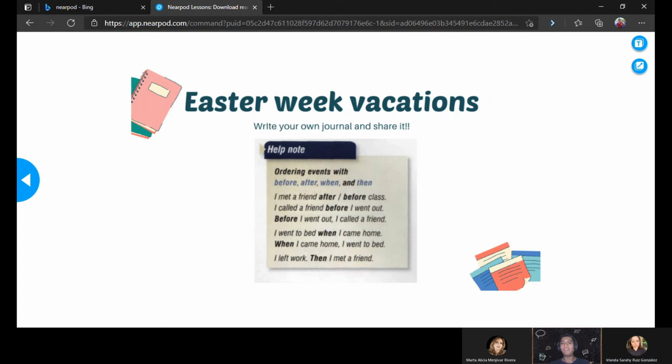I hope that you have learned more, and I motivate you to write your own journal, because writing your own journal every day in English will help you to understand better, because you put into practice the different tenses. You can play with the tenses. You can use simple present, simple past, and think about the future.